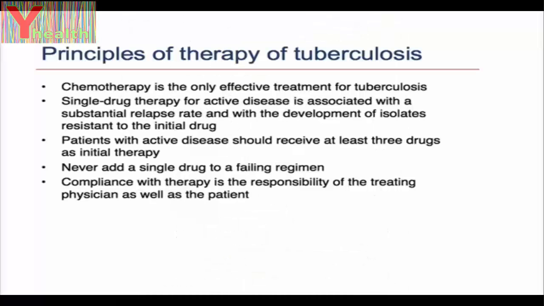From this trial, really, we derived most of the important principles of therapy of tuberculosis, and those are shown on the following slide. The first principle, of course, is that chemotherapy is the only effective treatment for tuberculosis. The second, single drug therapy for active disease is associated with a very high relapse rate and invariably with the development of isolates of TB that are resistant to that single drug. Therefore, patients with active tuberculosis disease should receive at least 3 drugs, and in most cases 4 drugs, as initial therapy to prevent the emergence of drug resistance.